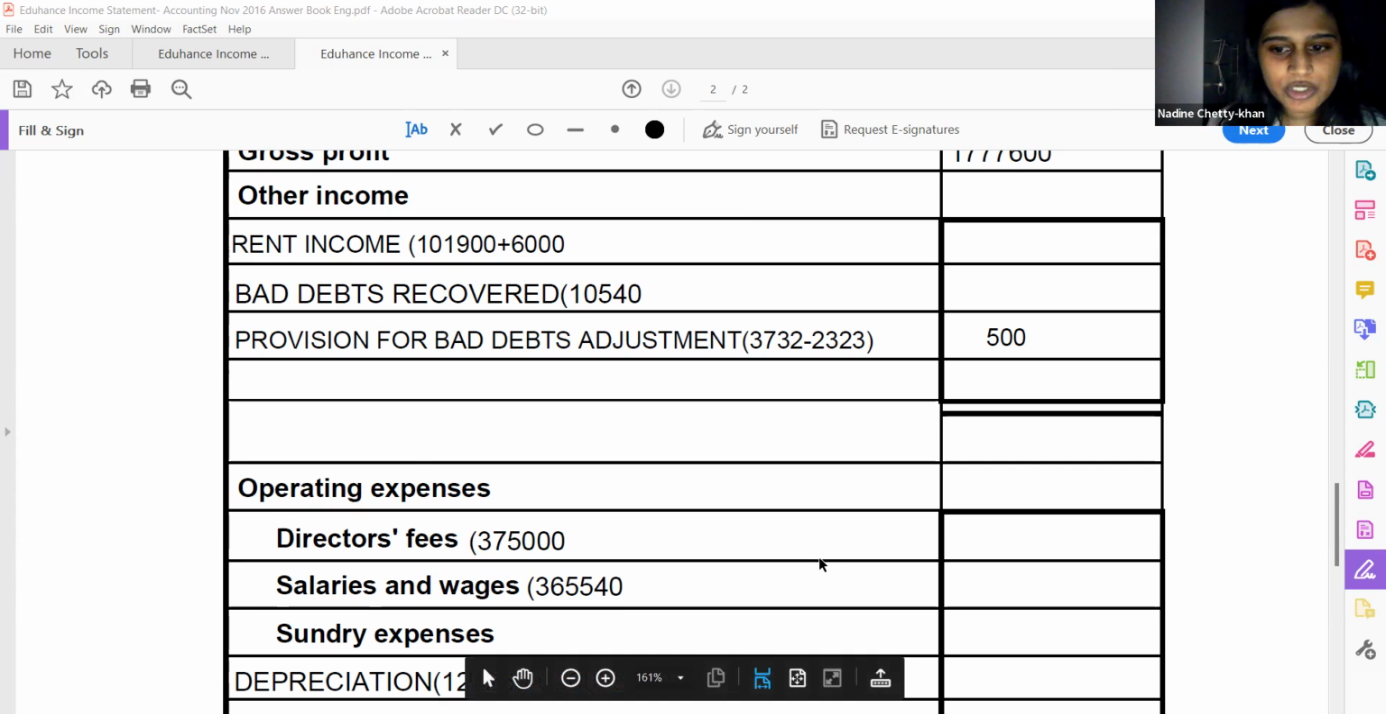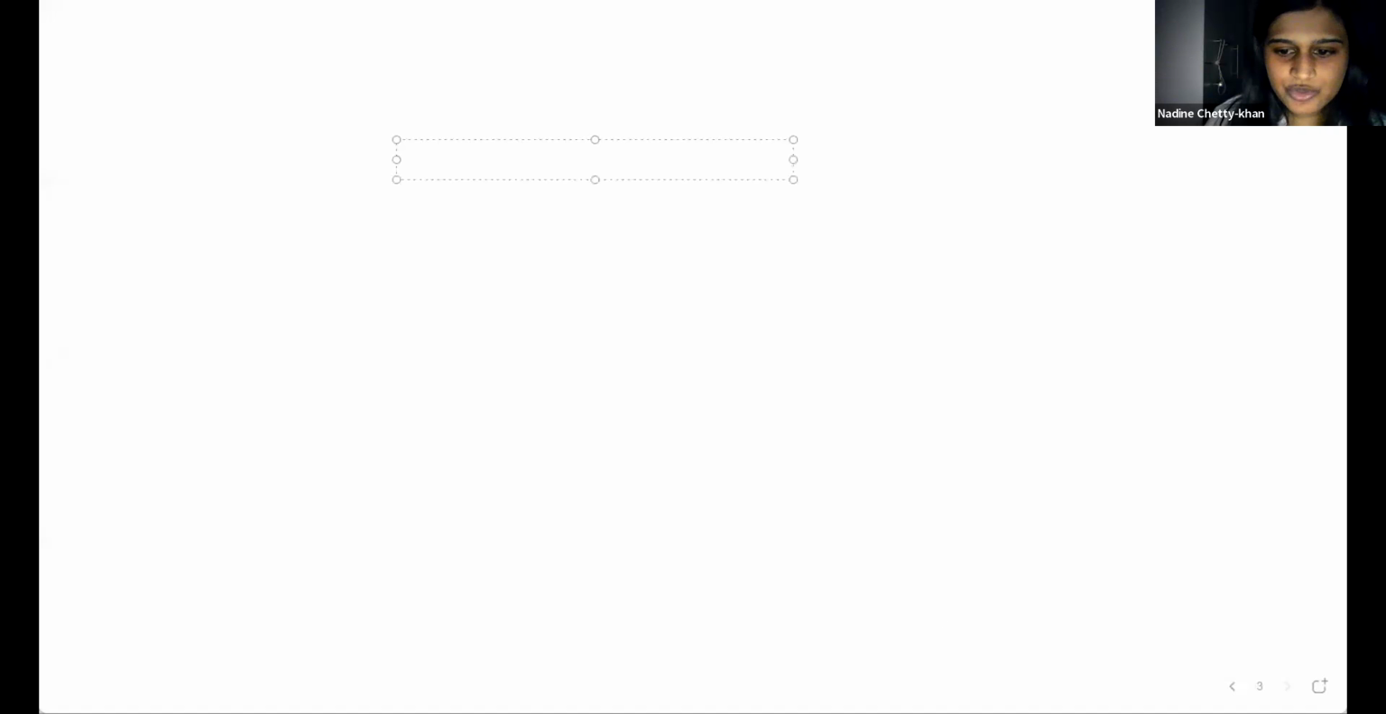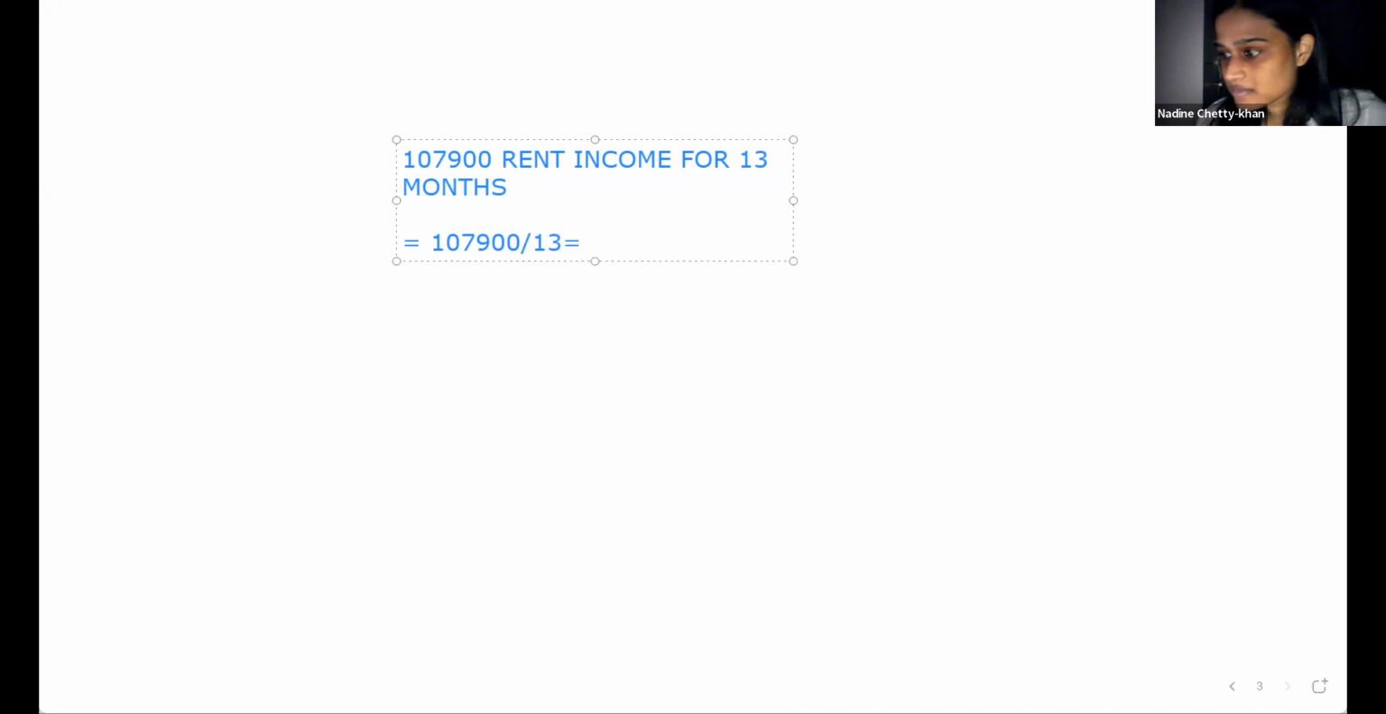Let's switch to our whiteboard. So let's recall what that amount is. It's 107,900 rent income for 13 months. So we need to take out an amount because it's not income earned for the current financial year. So let's calculate our monthly amount. So we divide it by 13. And that gives you 8,300.